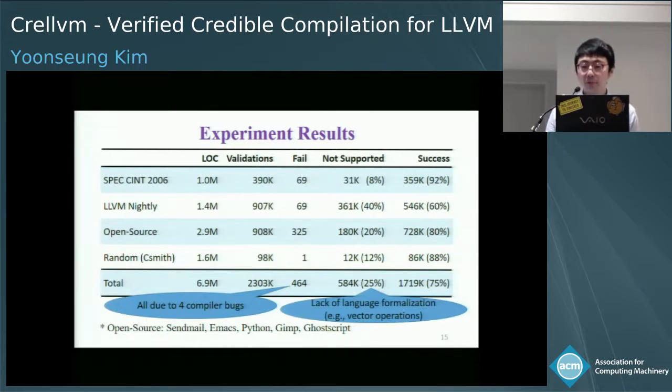Also, 25% of them were not supported, mainly due to unformalized language features, such as vector operations. All the rest, 75%, were successfully validated.